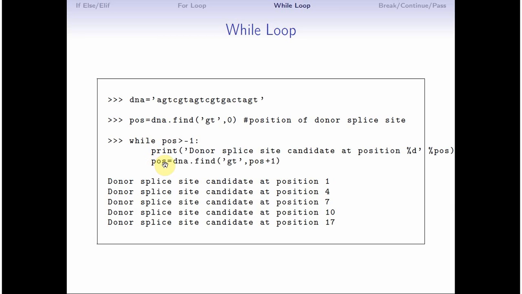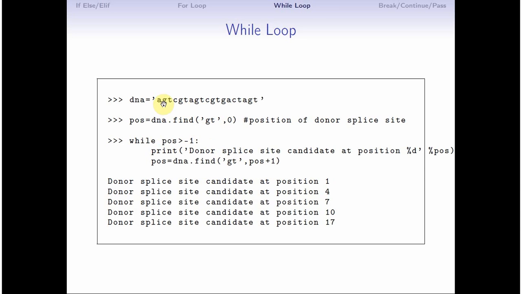Then after you run this, the next line of command is pos equals data.find GT, position + 1. Take note: initially the starting position is from the start. You will find the next GT. After you find the GT, the starting position now is not from 0, it's from position + 1.